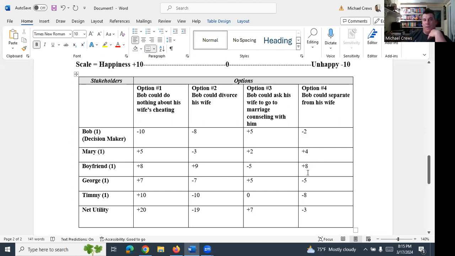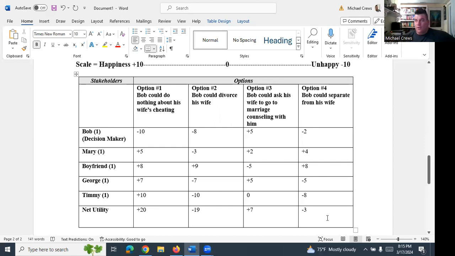Put the boyfriend back up around +8 because it's kind of the same here. He gets to do his thing. George, the neighbor, is probably still going to be unhappy because they're split up, but not as unhappy as with the divorce because maybe they'll get back together. Timmy's still pretty unhappy, but mom and dad are still together right now, so it's not as bad as the divorce. So I got a net utility of -3 on there.